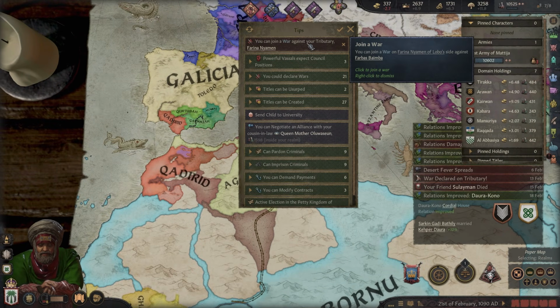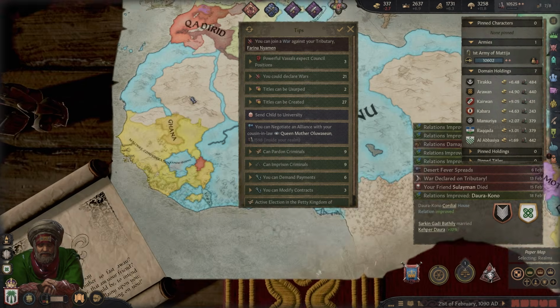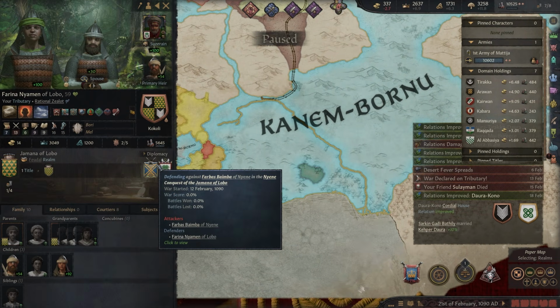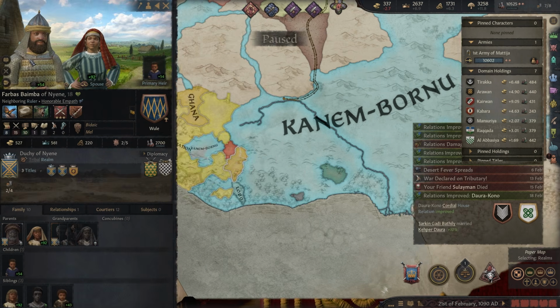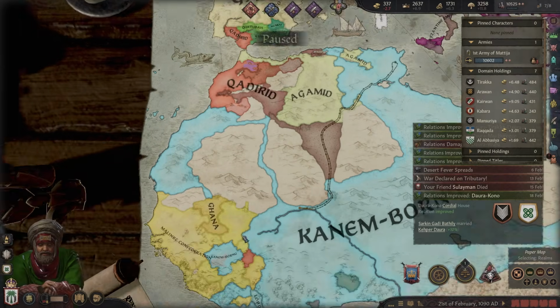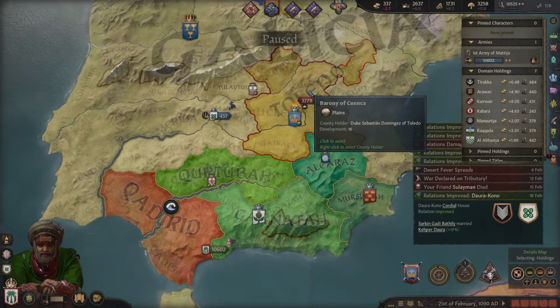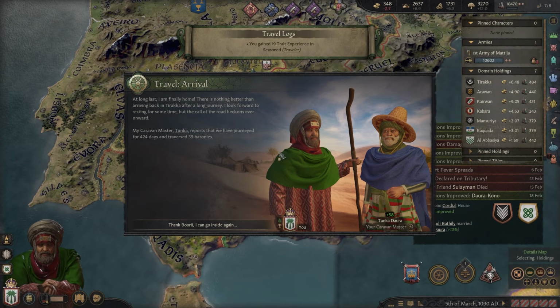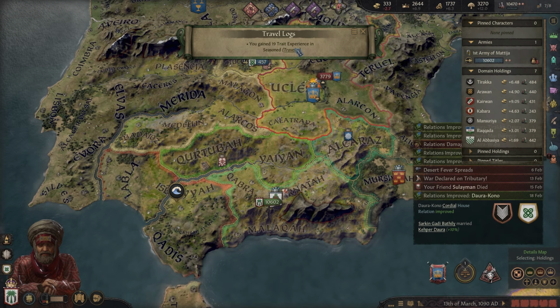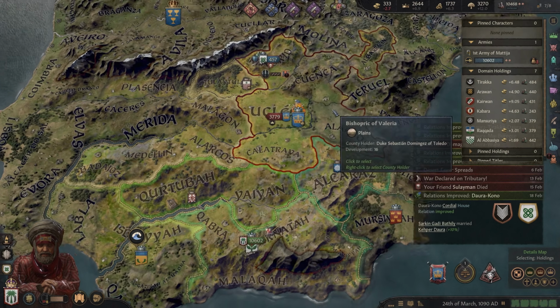Okay. You can join a war against your tributary of Lobo. What war are you in? Defending against someone's conquest of Lobo. Who? This person's conquest of Lobo. Oh, we might join that at some point. I don't know. See how I feel. Right. Ooh. Gained a lot of seasoned traveler experience on the way back there, actually.